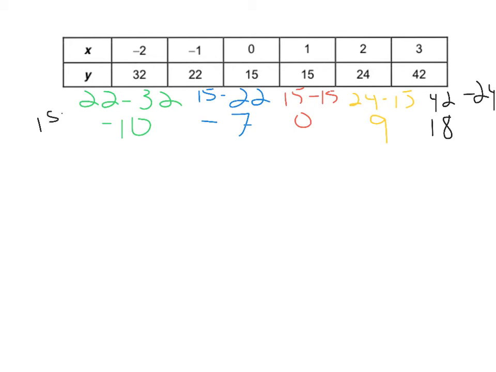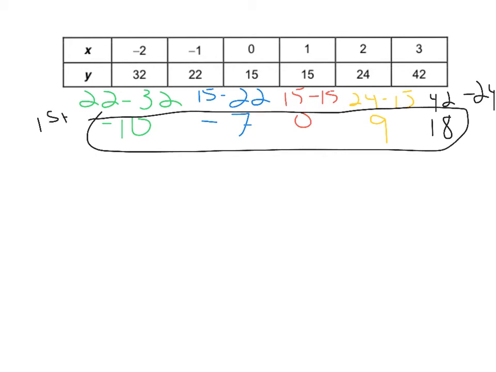Now my first differences are not constant, so I need to do it again. So I would start off by subtracting negative 10 from negative 7 to get a difference of 3. Next, I would subtract negative 7 from 0 to get a difference of 7. Then I would subtract 0 from 9 to get a difference of 9.